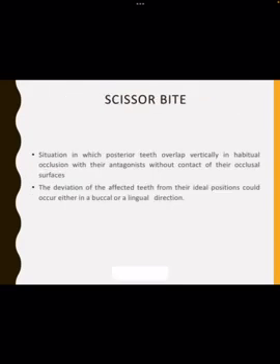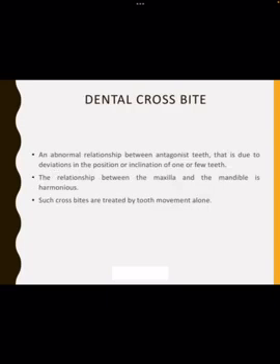Scissor bite. So scissor bite is a situation in which the posterior teeth overlap vertically in habitual occlusion with the antagonist without contact of their occlusal surfaces. The deviation of the affected teeth from their ideal positions could occur either in a buccal or a lingual direction. So, and you have dental crossbite as well as skeletal crossbite.